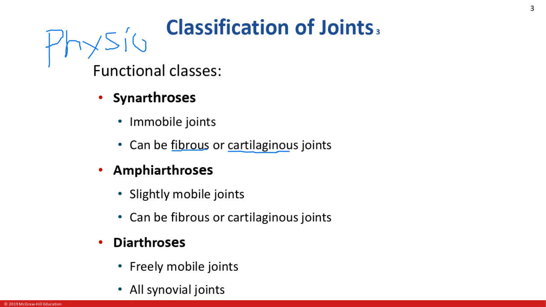The next class is amphiarthroses, a little bit more movable. Again, they'll either be fibrous or cartilaginous. And then finally, the diarthroses. These are the ones that have all that movement that we're used to seeing, like in our shoulders, our knees, our hips. These are what we refer to as freely movable. And all of the synovial joints fit into diarthroses, which means all synovial joints are fluid-filled capsular joints, and they're freely movable.